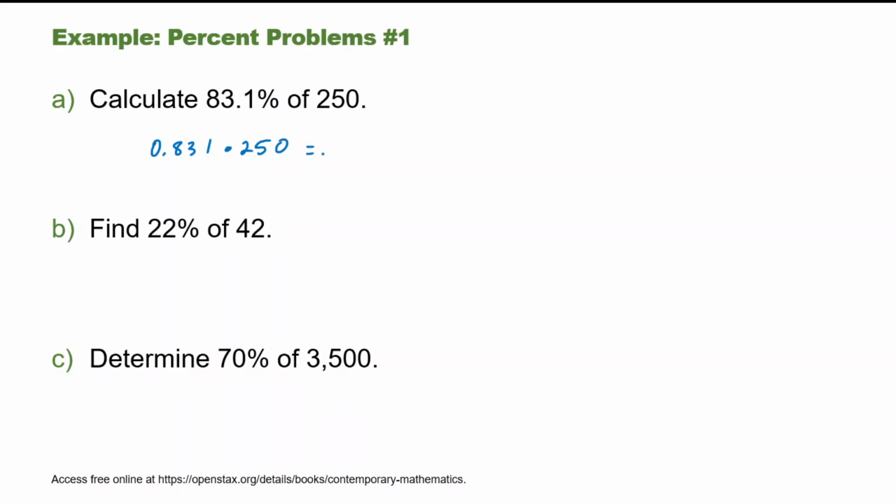In either case, when we multiply 0.831 times 250, we will get the value, the part that we're looking for, which is 207.75.